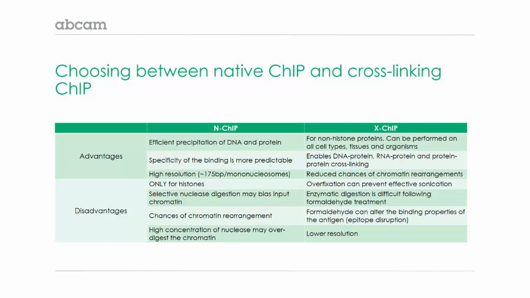There are, of course, several disadvantages of cross-linking ChIP, including the fact that overfixation can prevent effective sonication, enzymatic digestion won't be possible after formaldehyde treatment, formaldehyde can alter the binding of the antigen, and it has a lower resolution than native ChIP, since you can't use micrococcal nuclease for digestion. Hopefully, this will help determine if native or cross-linking ChIP is more appropriate for your experiment.